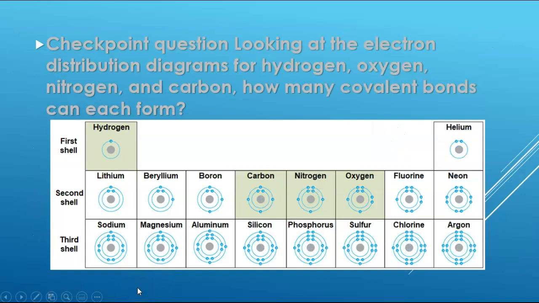First of all, we're going to have a little question here. When you look at the electron distribution diagrams for hydrogen, oxygen, nitrogen, and carbon, see if you can figure out how many covalent bonds each one can form.